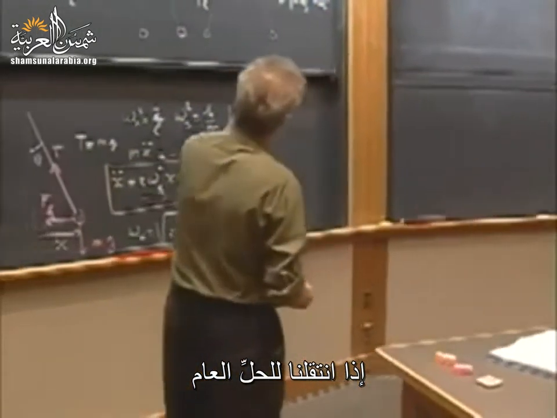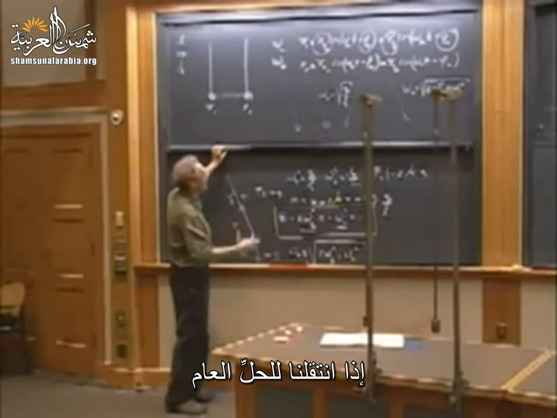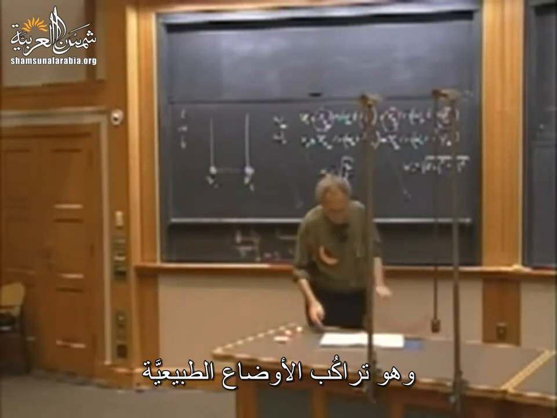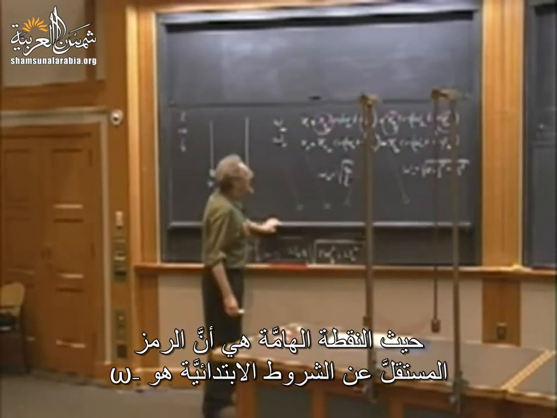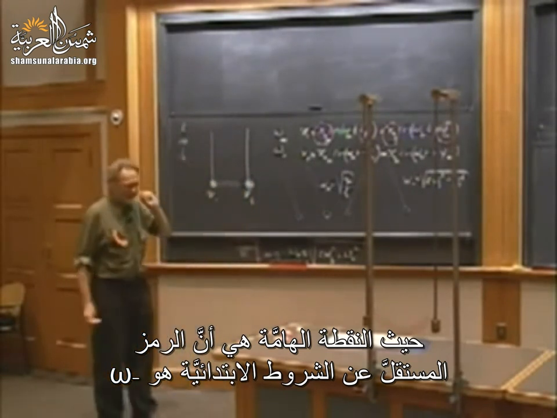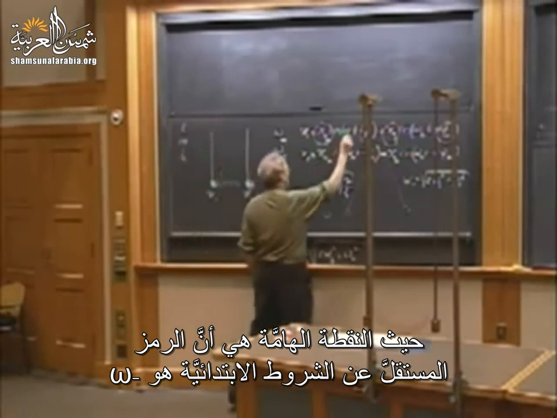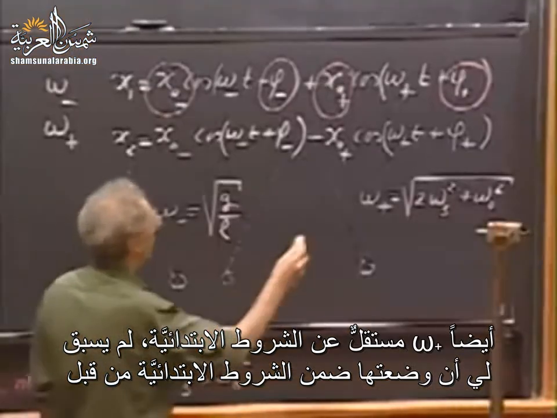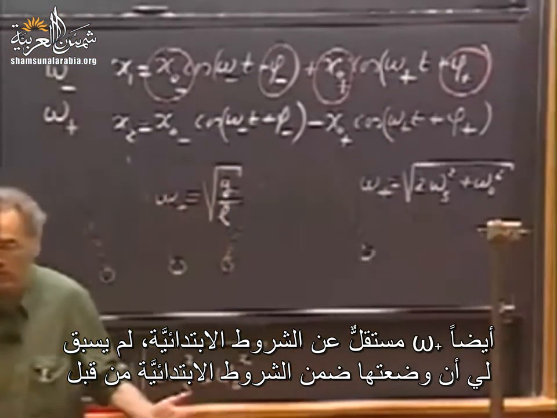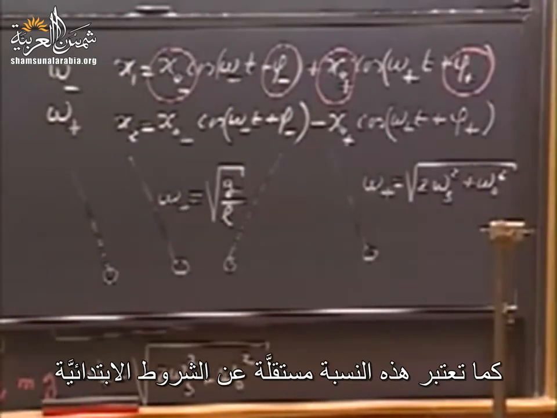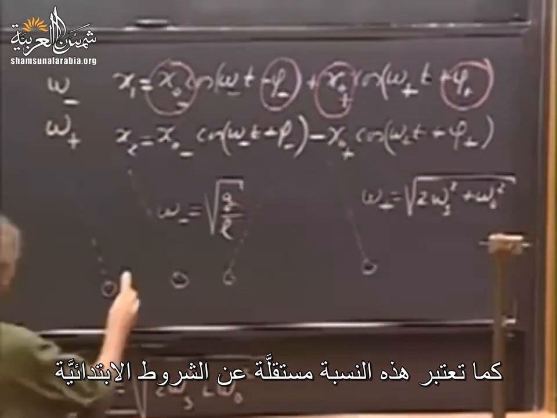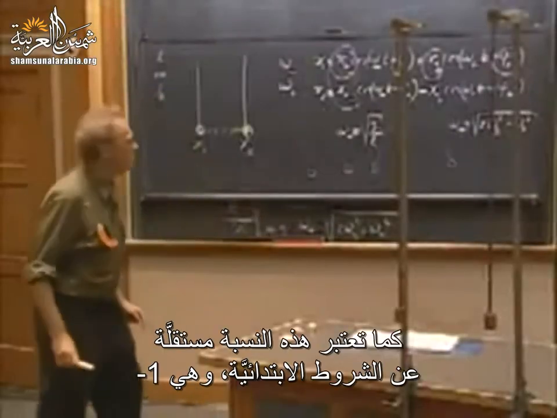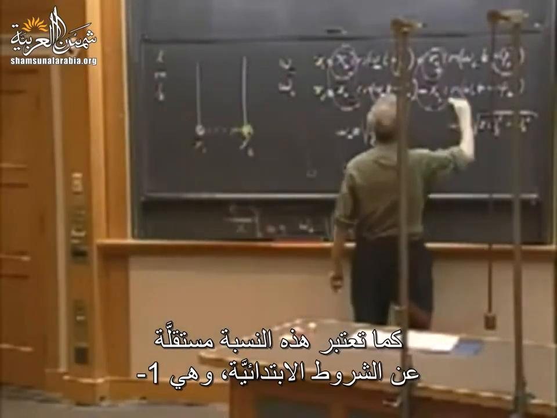So if I now turn to my general solution, if for now you accept the fact that that is the general solution, the superposition of the normal modes, then the key point is that independent of your initial conditions is omega minus. That was the square root of g over L. I never put in any initial condition. Independent of the initial condition is omega plus. That's this one. I never put in any initial conditions. Independent of the initial conditions is this ratio, which is plus 1. And independent of the initial conditions is this ratio, that is minus 1.